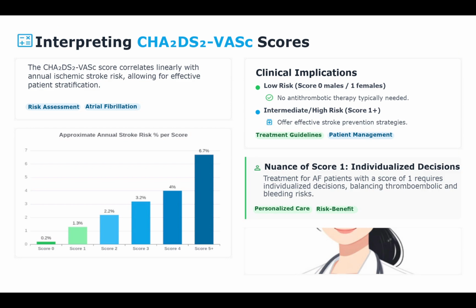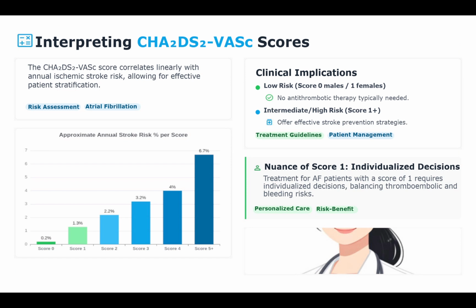Once calculated, the CHA2DS2-VASc score transitions from a mere numerical value into a powerful tool that is interpreted to assess the annual stroke risk, directly guiding crucial clinical decisions. Fundamentally, the score directly correlates with the approximate annual stroke risk. This means, quite simply, that a higher score indicates a progressively higher risk of experiencing a stroke within a year. Based on the total score obtained, patients are generally stratified into three primary categories for clinical management: low risk, intermediate risk, and high risk.